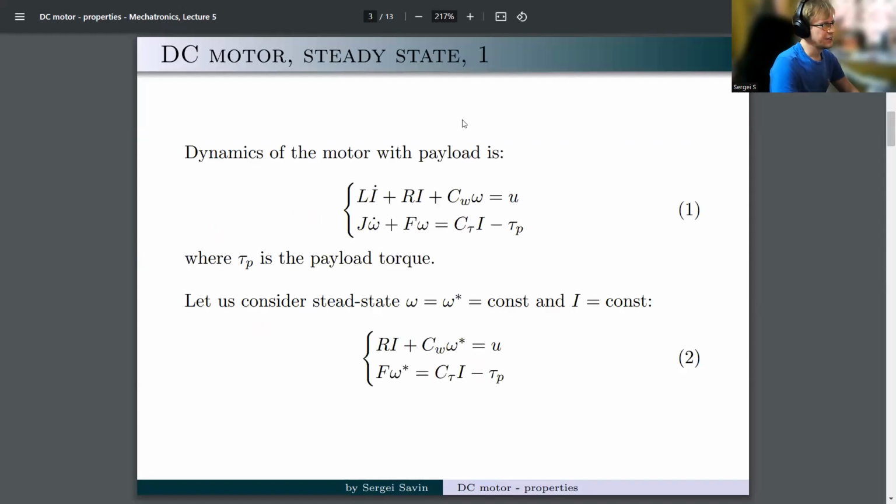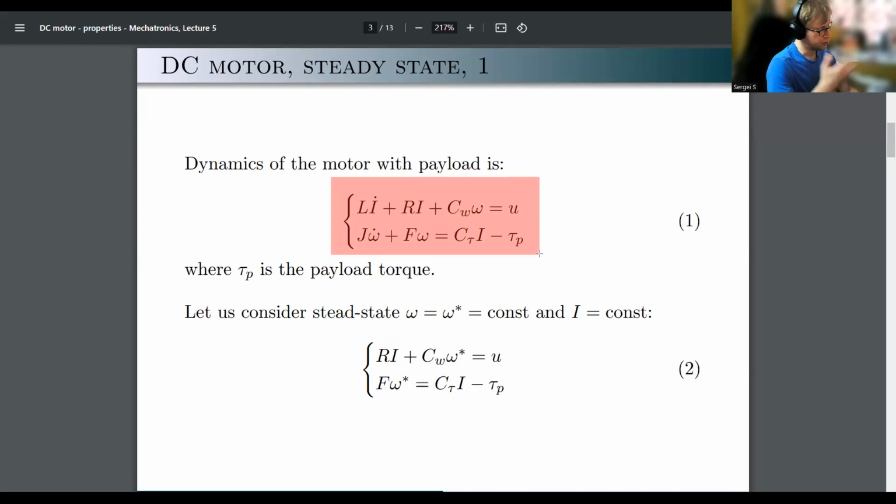So first, let us consider the question of steady state. Steady state solutions are in general very important to understand. Let me convince you with this example why steady state is important. So here is the dynamics of the motor with the payload.